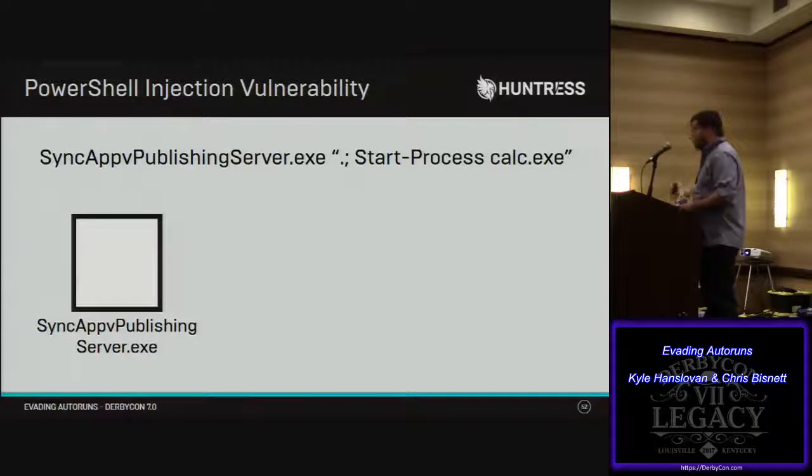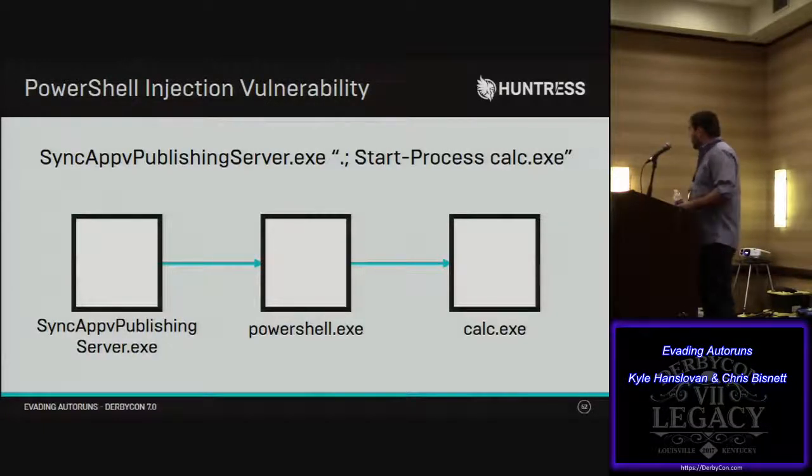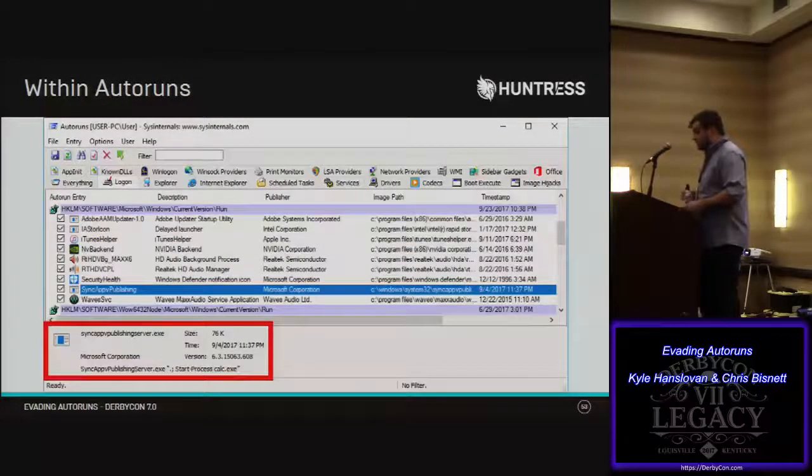So in that case, we can just call the exe and pass it something like this from the command line. Period, semicolon, okay? We're terminating that PowerShell command, and it's going to fail. It's going to try to run the sync appv publishing server. That's going to fail, and then it's going to go on and try to run the next command that we've added here, which is start process calc. Okay, we could have made that start process evil.exe, whatever we wanted to. And so what will happen is we'll start up PowerShell, and PowerShell will do our bidding for us and start our malicious payload. So what does this look like in Autoruns?